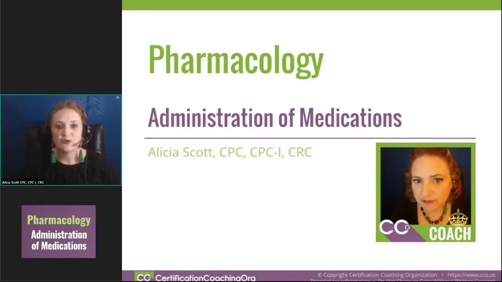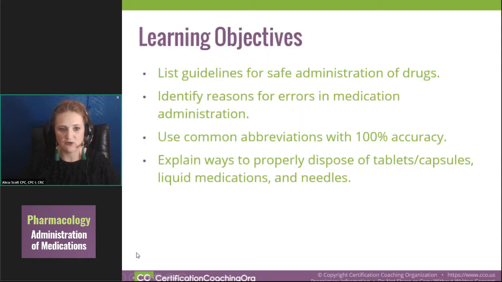Hello, everyone. We are ready for pharmacology, talking about administration of medications. Several components to this lecture. So it's divided up into more than one section of learning objectives. So let's look at the first section of learning objectives that we'll be going over.